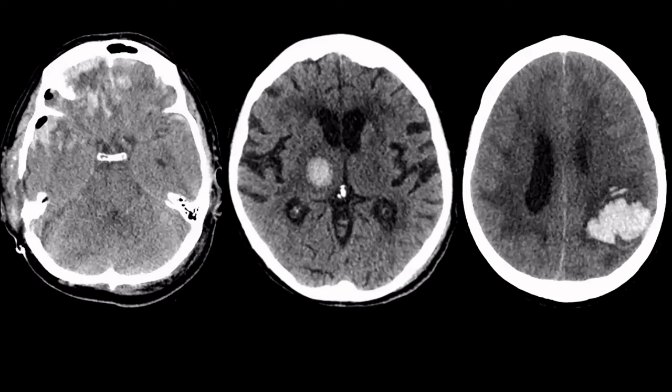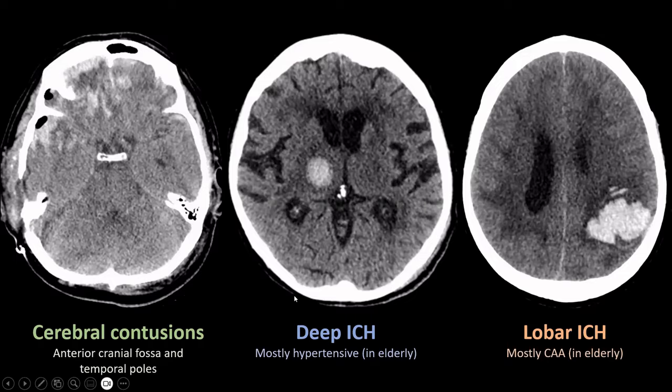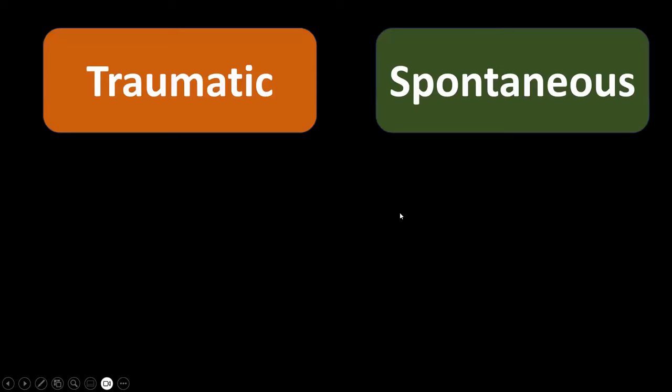We have also seen intraparenchymal hematomas, brain contusions, often very patchy and located at typical locations such as the base of the frontal lobe and the temporal pole. And we have seen deep intracerebral hemorrhages, which are often hypertensive in elderly patients, and lobar intracerebral hemorrhages, which are often secondary to cerebral amyloid angiopathy in elderly patients.